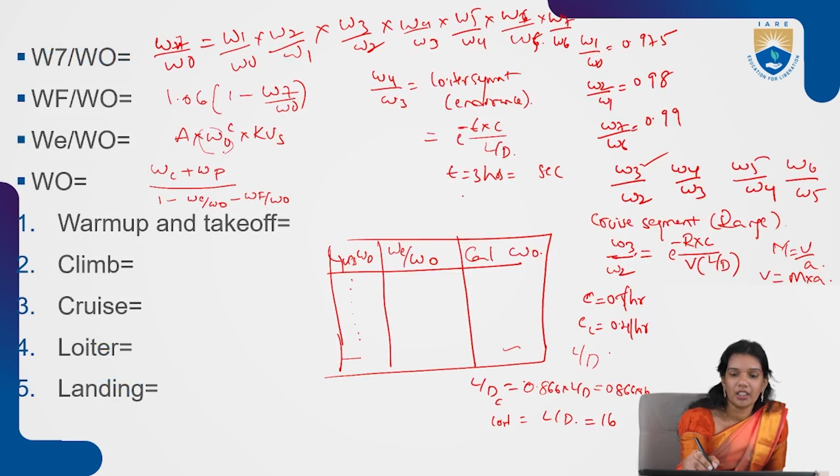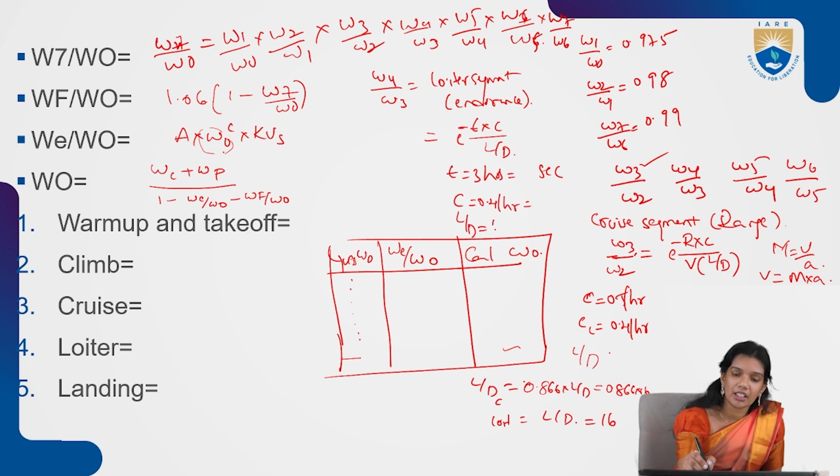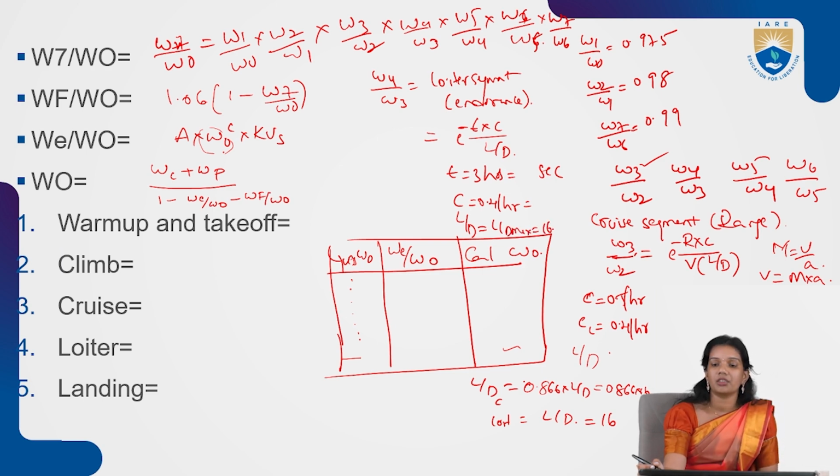In terms of seconds. And the specific fuel consumption in the loitering case, for this particular anti-submarine warfare, we have written somewhere, I think. Yeah, it is 0.4 per hour. We have checked it already. So that is going to be C. Then what is L by D? L by D for a loiter is nothing but L by D max, which is 16. We just saw it, right? So from there, we should also be getting the value of W4 by W3, that is the loitering segment.